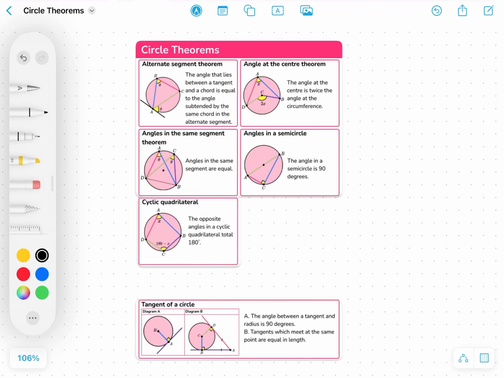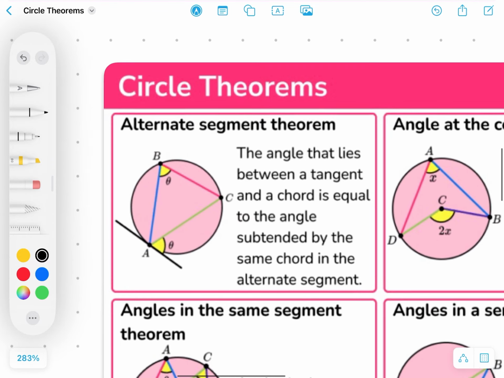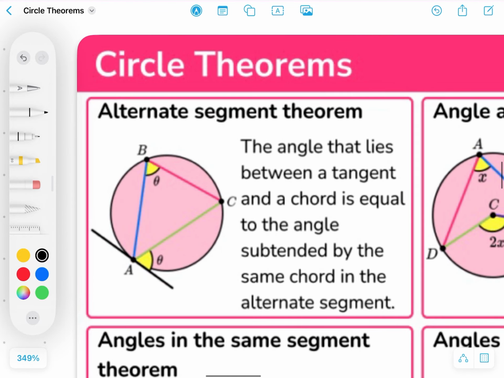Hello. So in this video, I'll be going through all the circle theorems that you need to know for the IGCSE maths exam. So the first one we have is, I'd say, one of the ones that students forget the most. It's the alternate segment theorem.